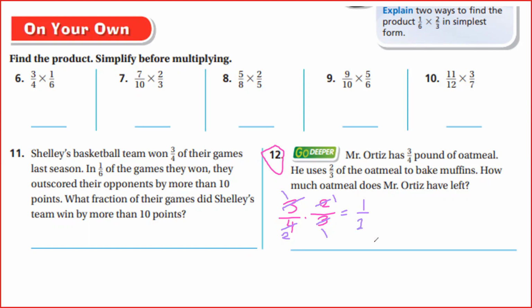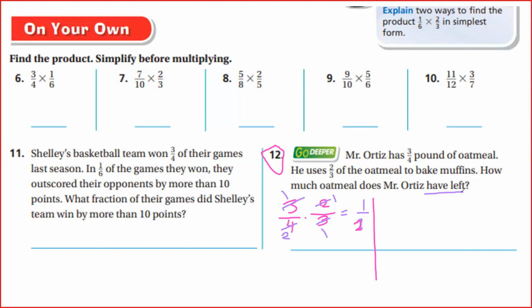What does it represent? It means half. Yes, but what does it represent? How many pounds did he use to bake muffins? Okay, half. Now, the question is, how much oatmeal does he have left? So what's the next step? From the word left, what does it mean? It means how much there is left in the bag, not how much he used.